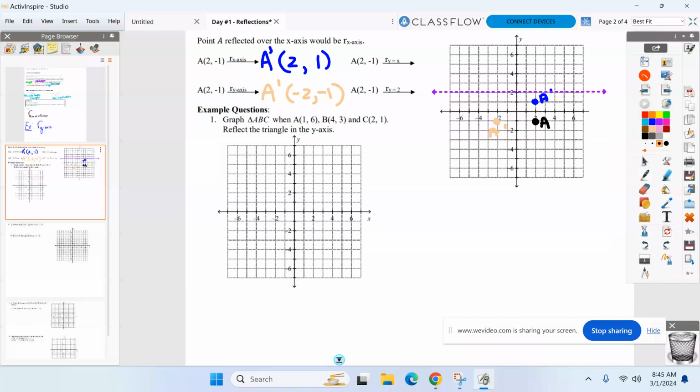So I go 3 units in the opposite direction. 1, 2, 3. Redeem yourself, Drew. What's my new reflected point? 2, 5. There you go.